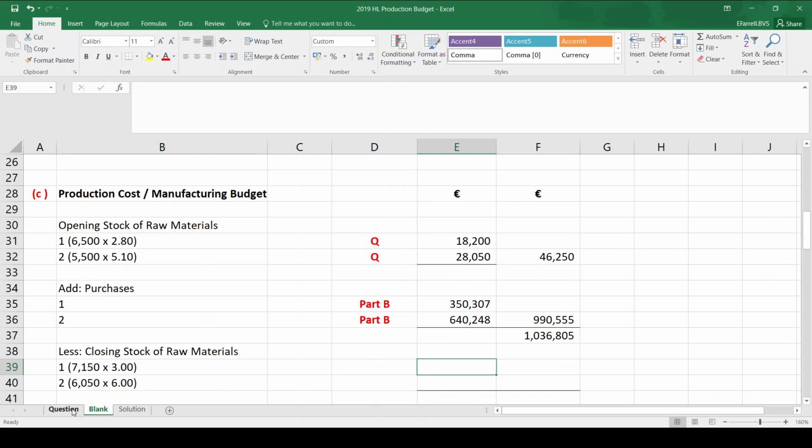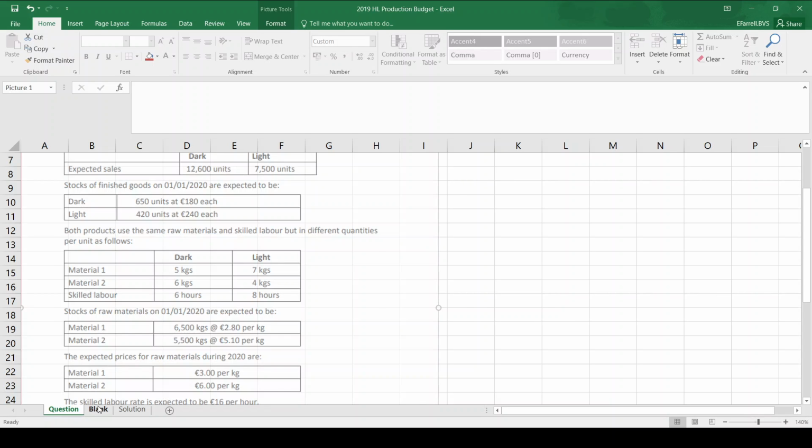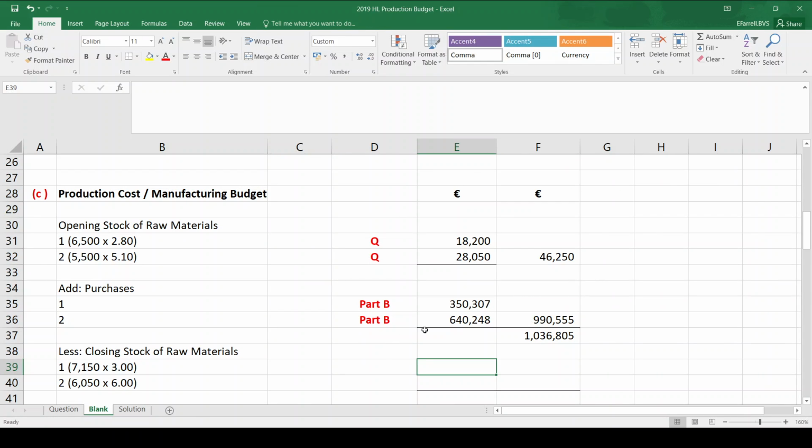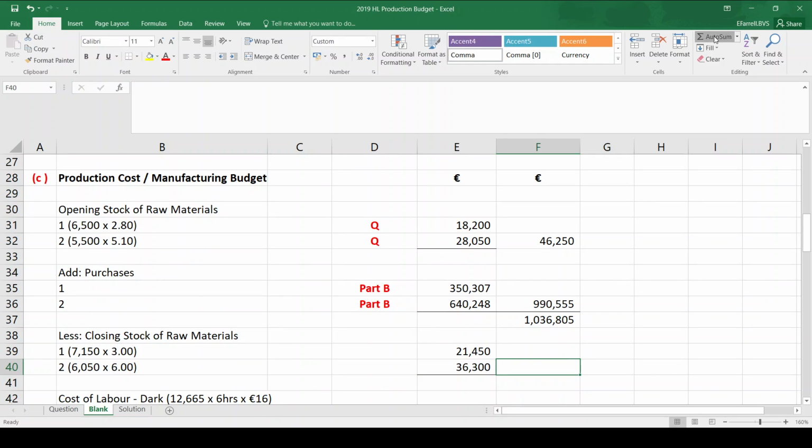But if we want to buy the materials during the year from the question, we can see they're €3 and €6. So closing stock is valued at €3 and €6. So 7150 by 3 and 6050 by 6. So in total, my closing stock comes to 57,750.